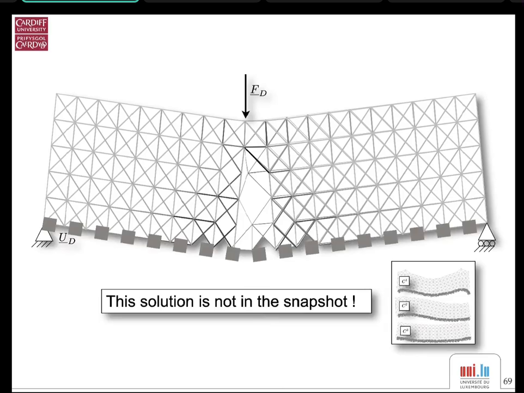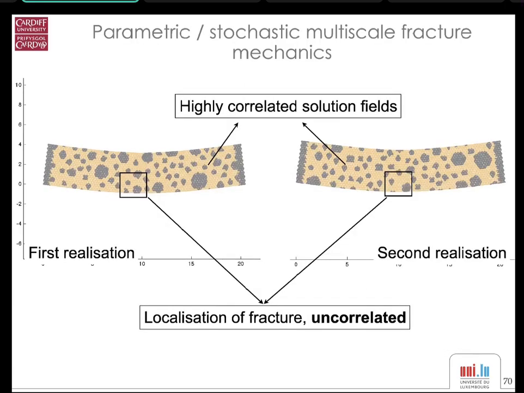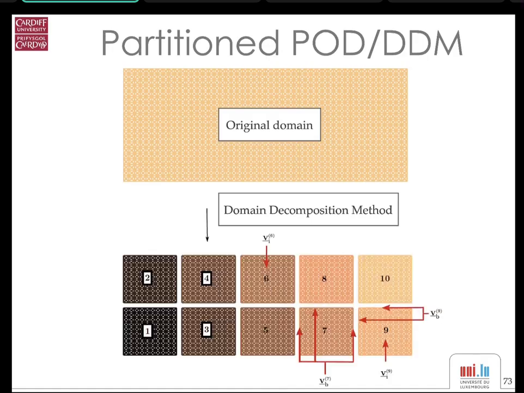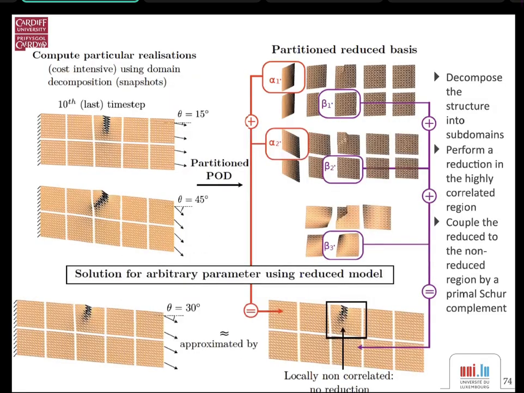So what do you do? Well, the solution, unfortunately, is not in your snapshot. So you need to do something. And that's what you see in these ideas. What you do is you split the domain into subdomains, and there are certain domains which are far away from the crack, which you will be able to very easily reduce because they do not deform too much. But the one that is close to the crack, like for example, the one at the top left center of the beam, where theta equals 15, for example, well, this one you will need to actually compute explicitly.